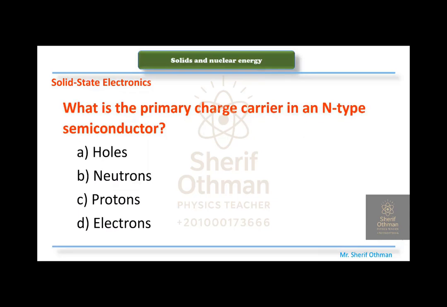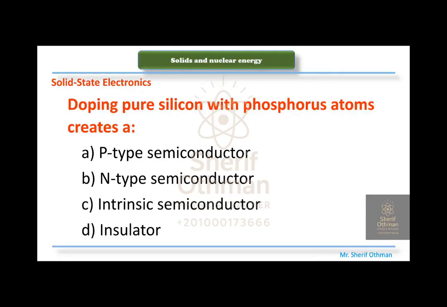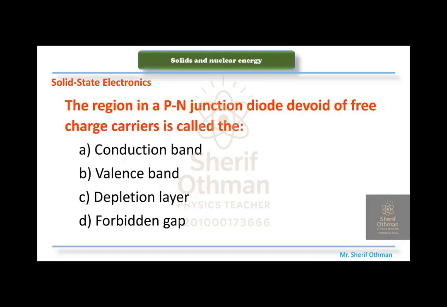What is primary charge carrier in N-type semiconductors? Electrons. Well done. Doping pure silicon with phosphorus. Phosphorus is a pentavalent atom, so it has one more electron, so it will be an N-type semiconductor.